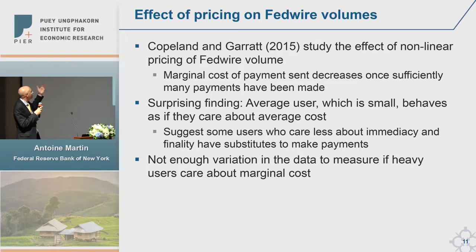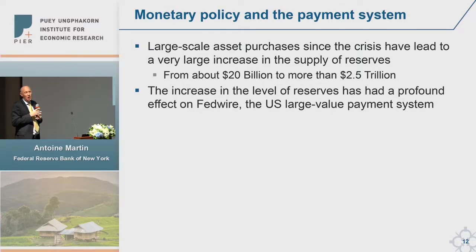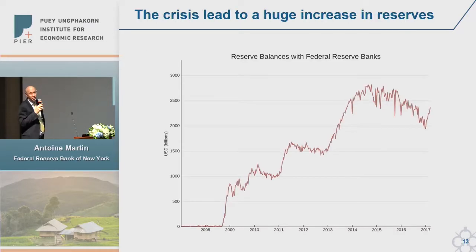And so the increase in level of reserve has had a profound effect on Fedwire, which is something that we could have expected from theory, but we would have never been able to get a handle on without knowing the data. And we would have, I think, never been able to guess that the effect would be so important. So this is a chart that shows you the change in the amount of reserves. So back until the fall of 2008, there's a very, very small amount of reserve in the system. And as a consequence of lending facilities during the crisis, and then three sequences of large-scale asset purchases or quantitative easing, you see this very large increase.